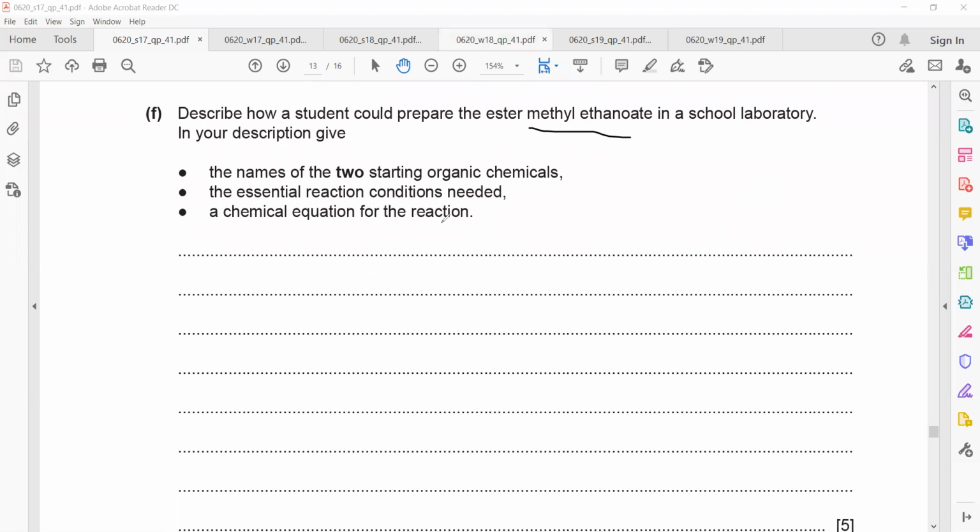So the alcohol, from the first name, is methanol. So basically we need methanol, the first one, and because it is ethanoate, we need ethanoic acid. So these are the two reagents required for the preparation. Now the essential conditions for the preparation of the ester.